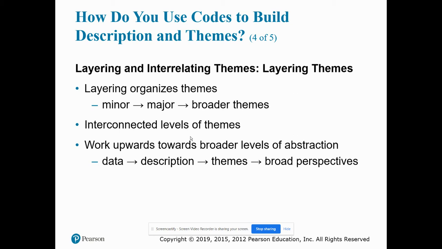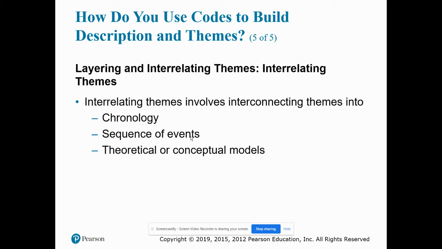So you start with some minor themes, and then we have some major themes, and then they go into broader themes. And they're overlapping, they're interconnected levels of themes. So you want to work upwards toward a broader level of abstraction. So you have your data, your descriptions, your themes, your broad perspectives. So these are just examples of what interrelating themes are. You're connecting themes either chronologically or maybe a sequence of events or some type of theoretical or conceptual model.